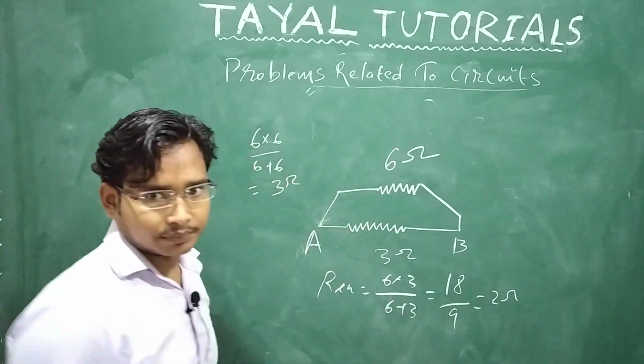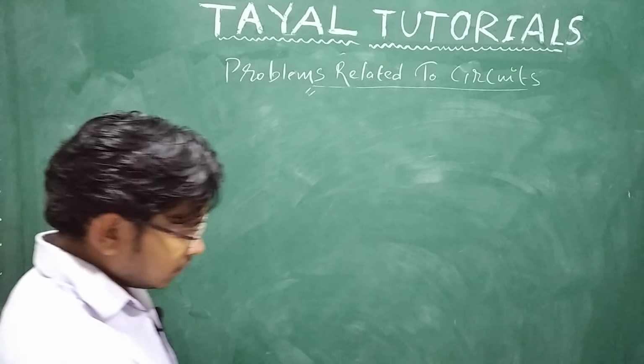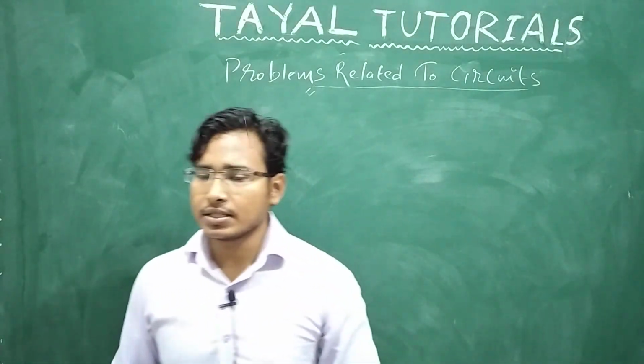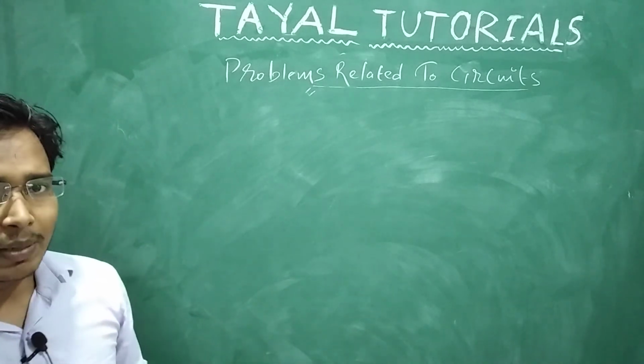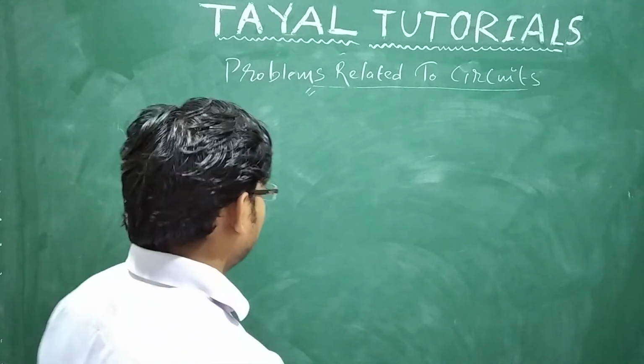That's the answer. One concept is there, Wheatstone bridge. Related to that, all the Wheatstone bridge concepts have already been discussed in the class: how the bridge is balanced and what happens when the bridge is balanced. Already all the concepts have been discussed. So let's discuss the problem.